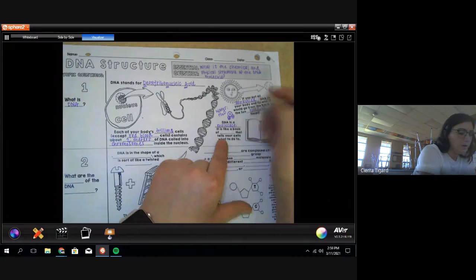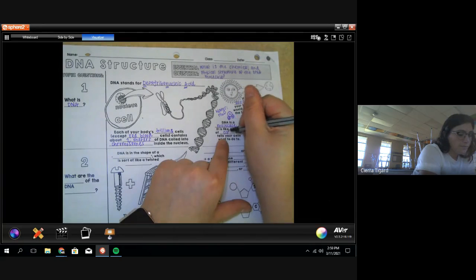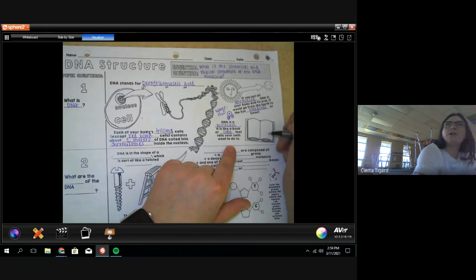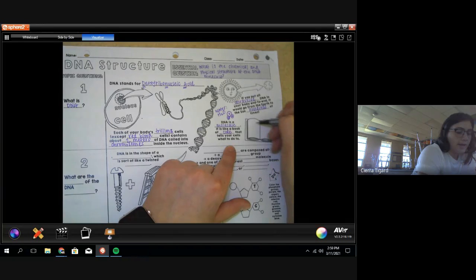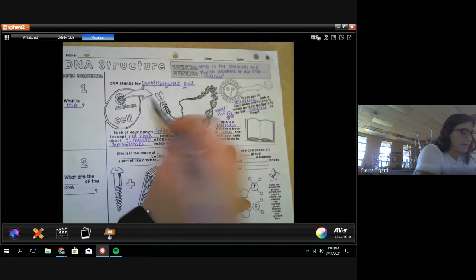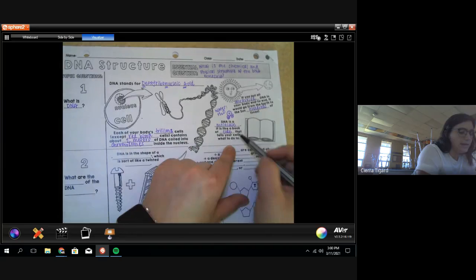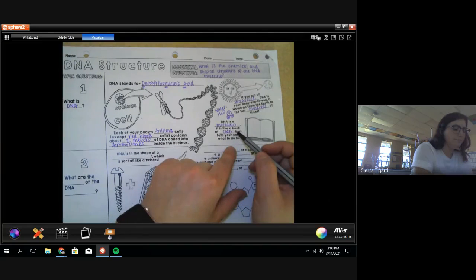It is like a book of code that tells your cells what to do. So we were talking about in our cell organelle unit that our DNA in our nucleus tells the endoplasmic reticulum and ribosomes what proteins to make and what it needs. So it's basically like an instruction manual for your cells.